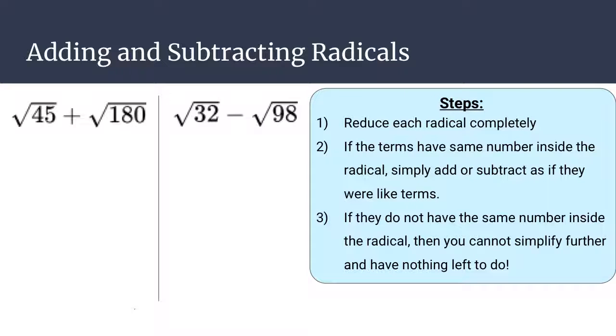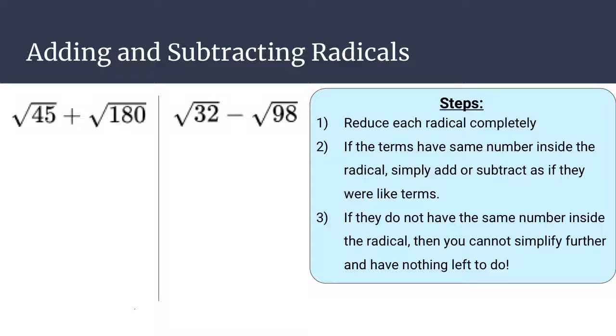The first two operations you could be asked to do while simplifying a radical expression would be addition and subtraction. They follow the same steps in that you really need to focus on simplifying the radical completely, which we've talked about already. If the terms have the same number on the inside of the radical, then you simply add or subtract them. If they don't have the same number inside the radical, then there's nothing else you can do. So let's look at these two examples and practice simplifying our radicals and then adding and subtracting.